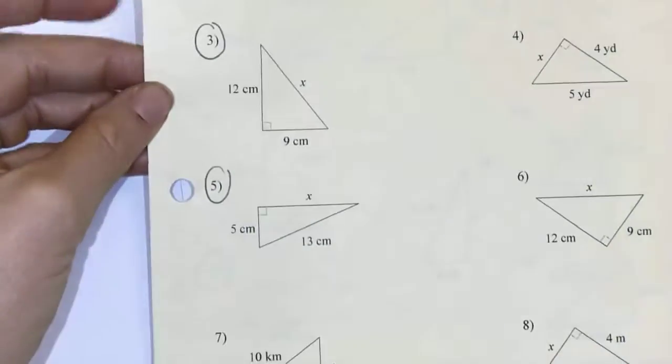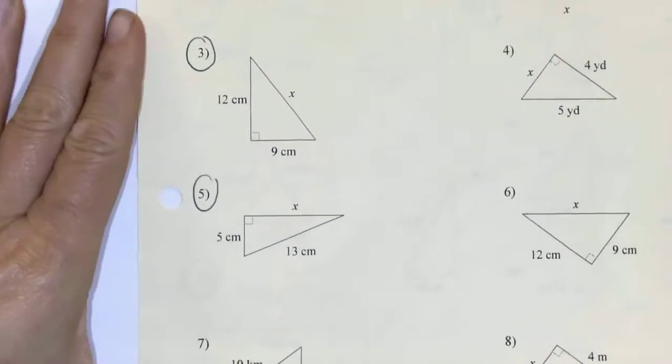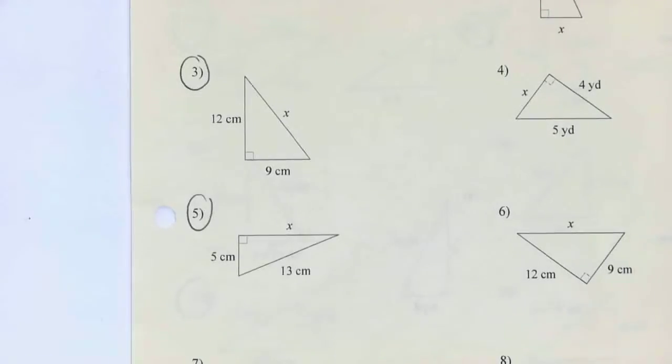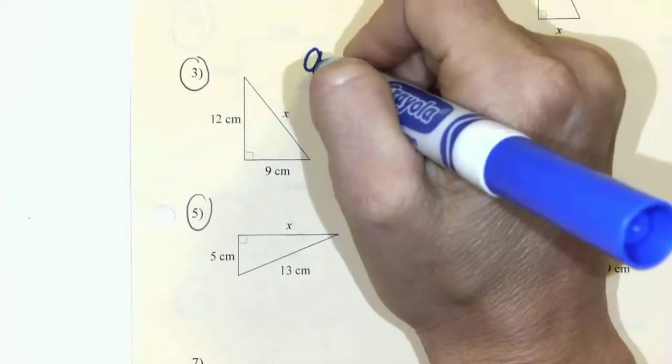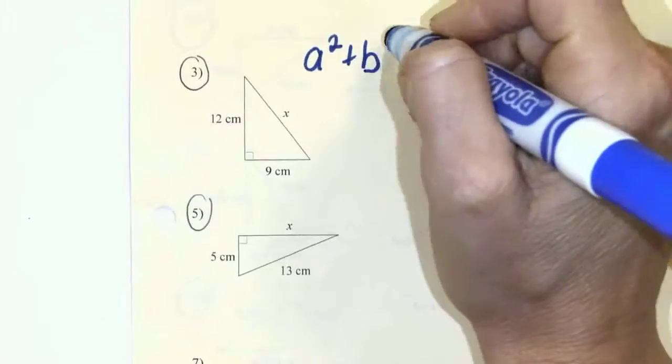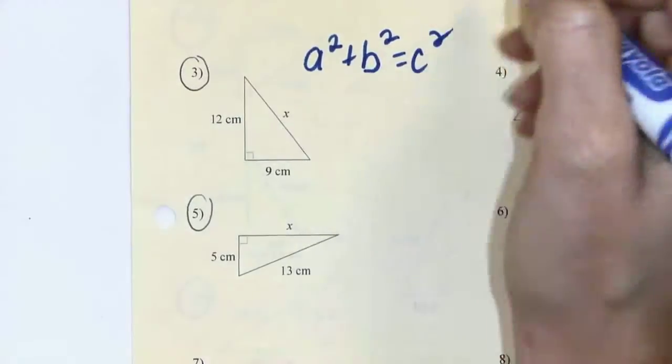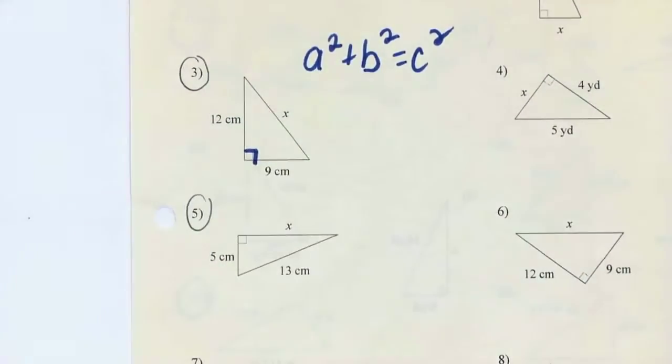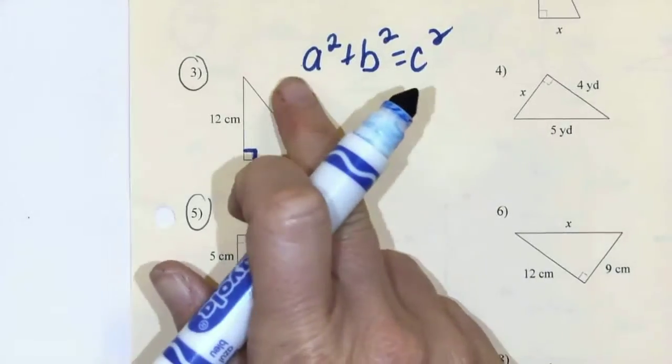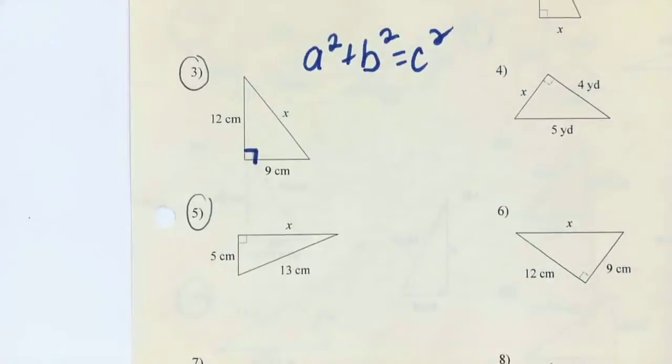Welcome back. This is the Pythagorean theorem section. You probably remember this from last year. Pythagorean theorem is a squared plus b squared equals c squared. It works only on right triangles, so make sure it's a right triangle. A and b are the legs, and c is the hypotenuse.